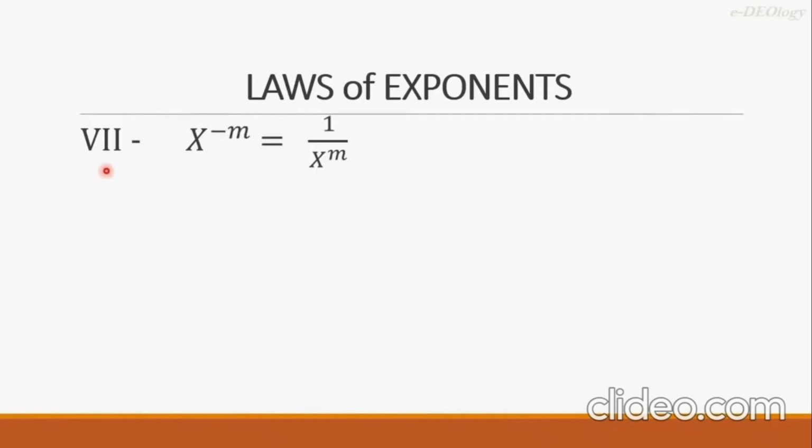The seventh law for this video is when we have a negative exponent. This law says if there is a negative exponent like this, minus m, we can rationalize the minus. We get the reciprocal of this variable x. So again, x raised to negative m is equal to 1 over x raised to positive m.